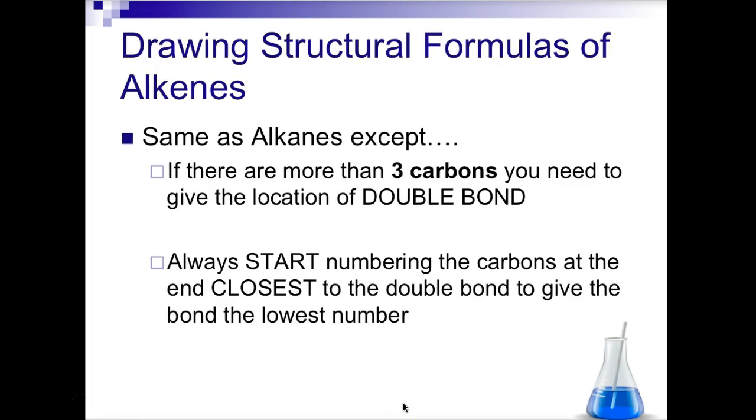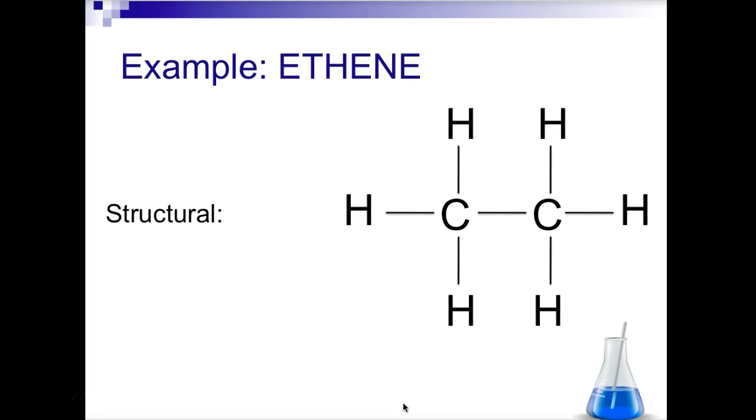So what about if we're drawing structural formulas for alkenes? They're going to be the same as alkanes, except there are more than 3 carbons, so you need to give the location of the double bond. You're always going to start numbering carbons at the end closest to the double bond to give the bond the lowest number. So for ethene, okay, if we're looking at the molecular formula C2H4, and the structural formula is going to have a bond in between both carbons because it's ethene, so we have to have a double bond.